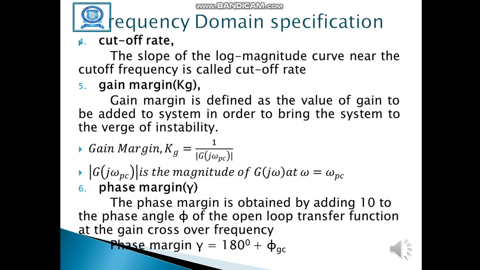Next one is phase margin. Phase margin is obtained by adding 180 degrees to the phase angle φ of the open loop transfer function at the gain crossover frequency. Phase margin γ = 180 degrees + φgc. φgc is the phase angle at the gain crossover frequency.